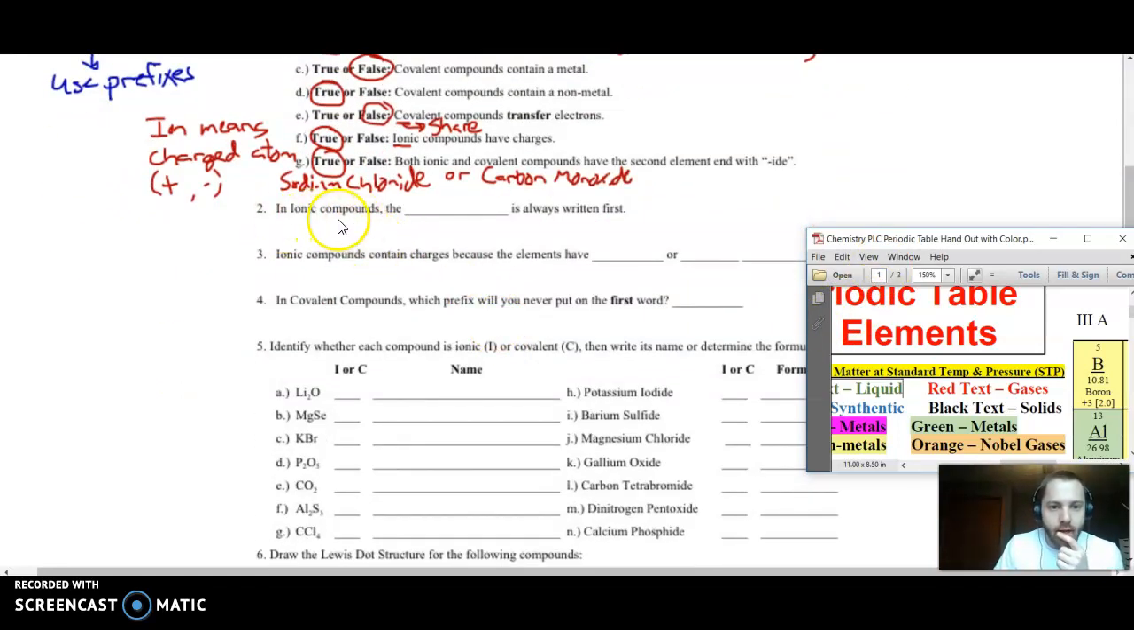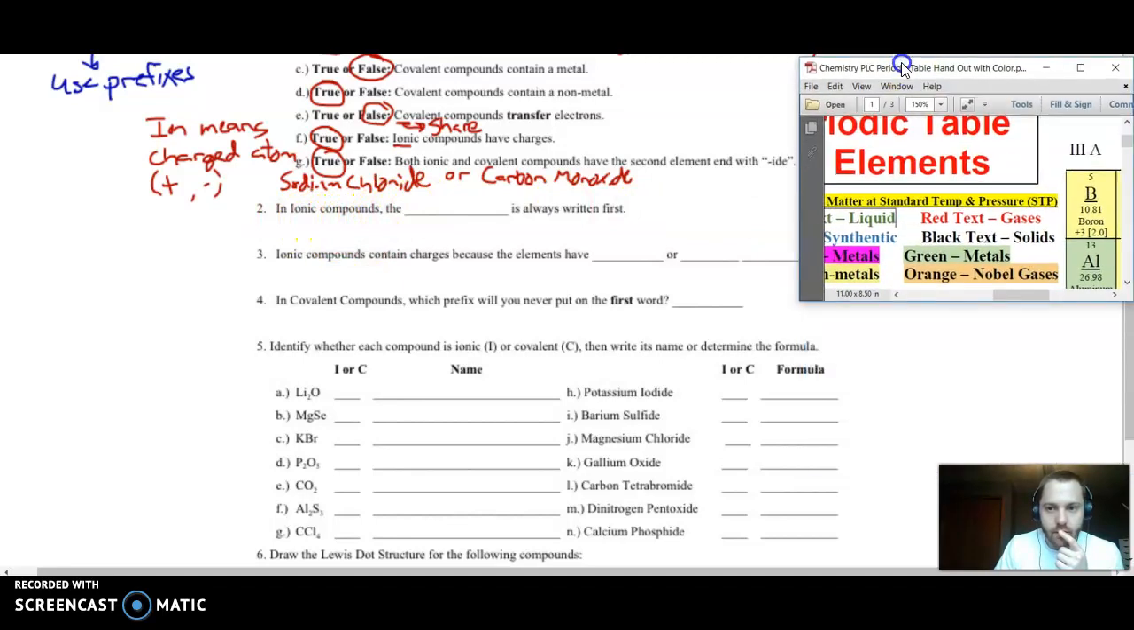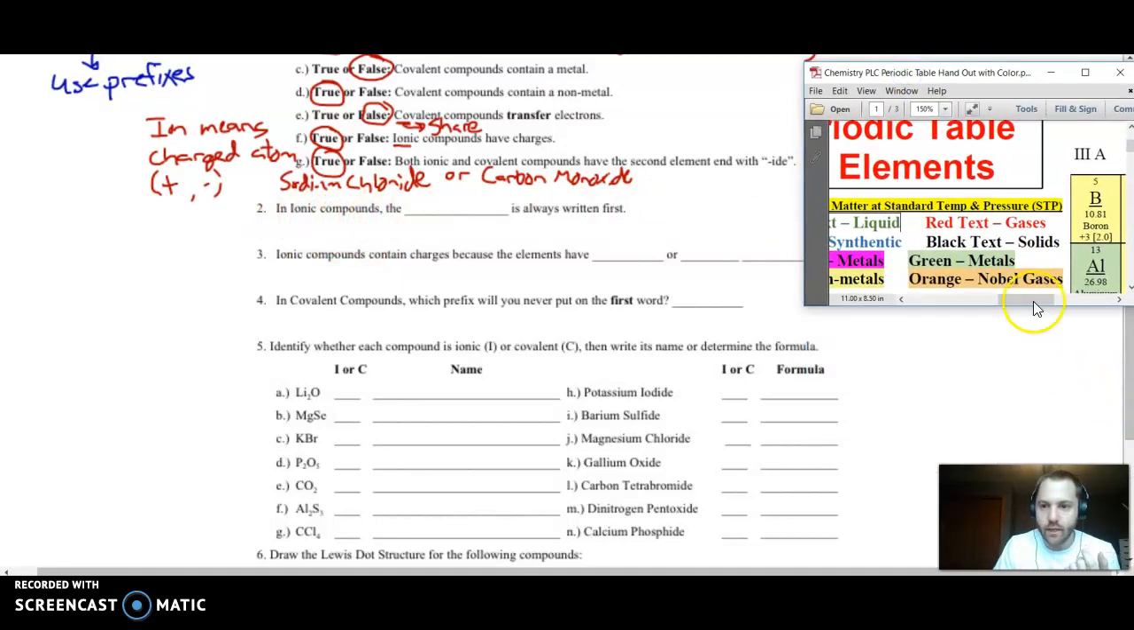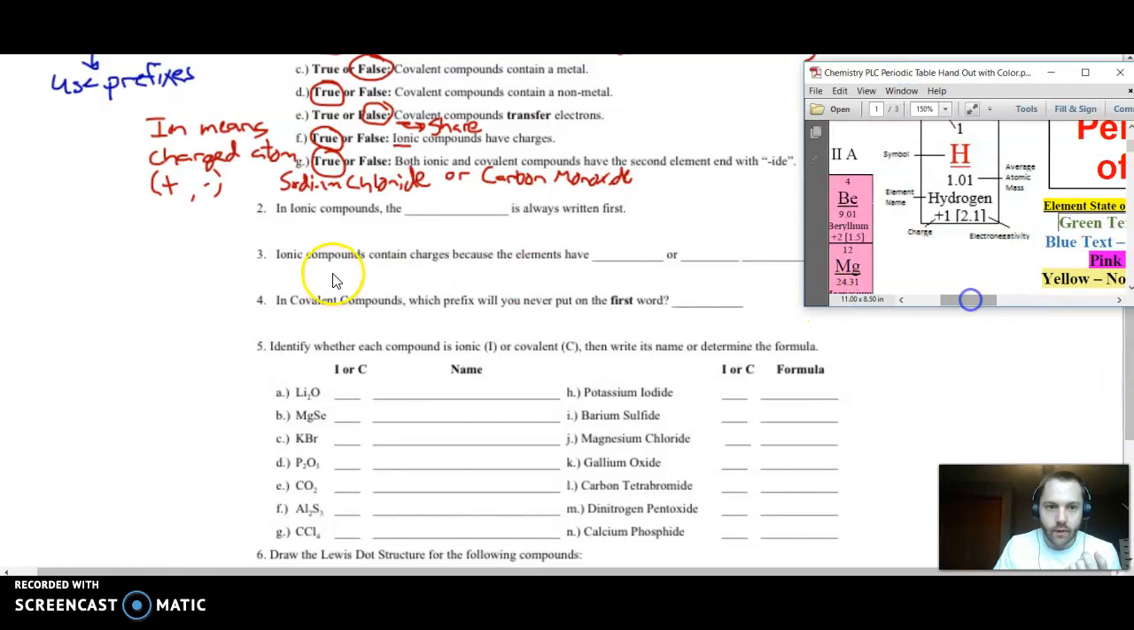Coming down to question 2, in ionic compounds, the blank is always written first. We can answer this again in 2 ways. We can either say the metal, like sodium chloride, or we could say the cation. So I would accept 2 different answers here. You could say metal, or you could say cation. The positive charge is always written first.